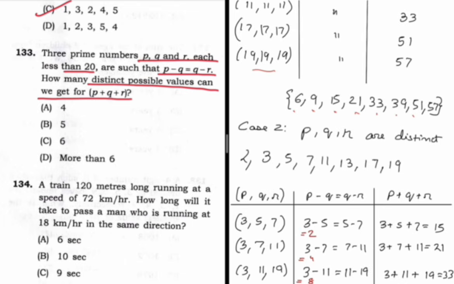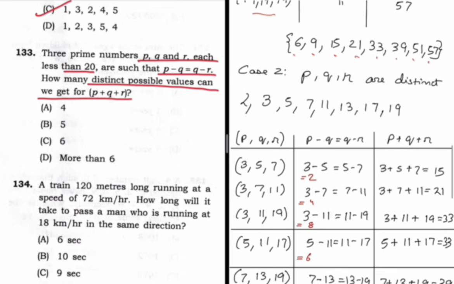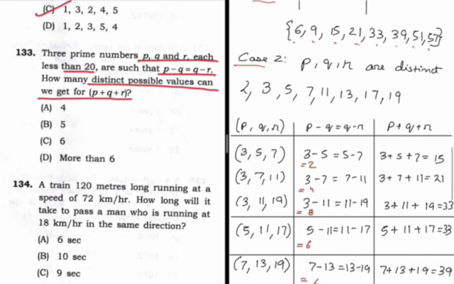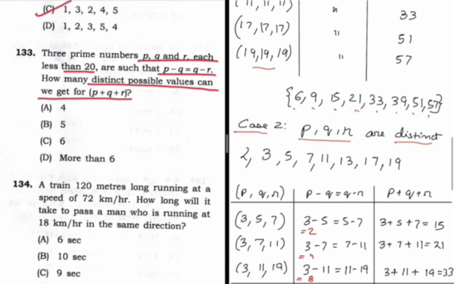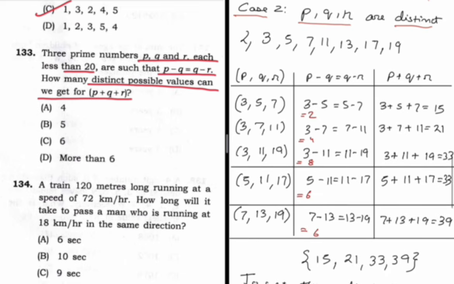Okay, that is the case 1 we have done. We got the set for case 1. Now for case 2, when P, Q, and R are distinct, it means they have different values. Not like in case 1, where we were choosing P, Q, and R to be equal. Now we have to choose P, Q, and R to be different.